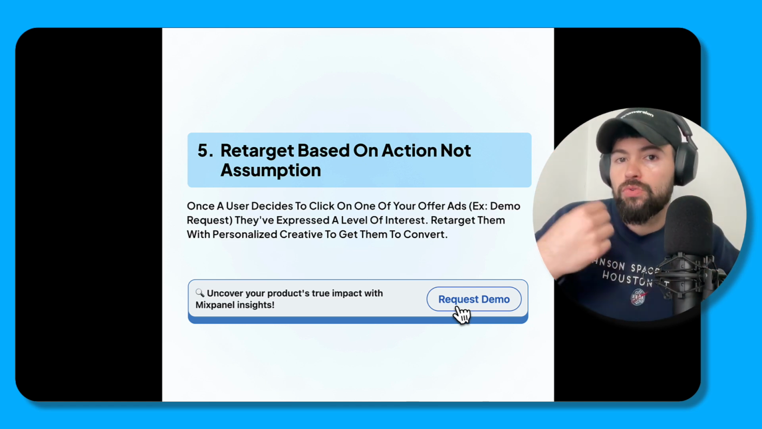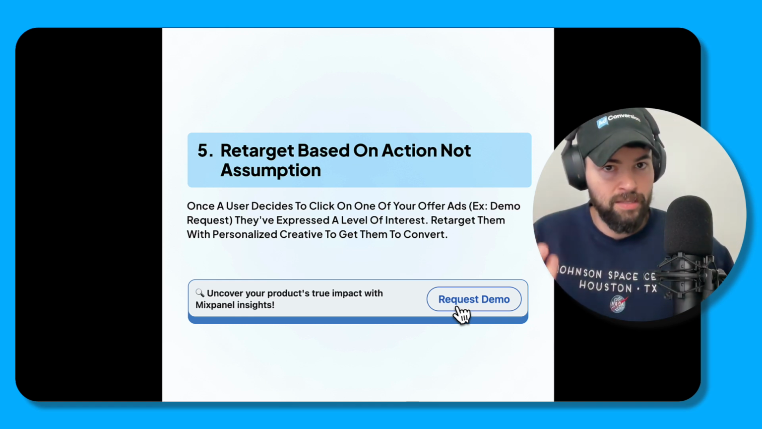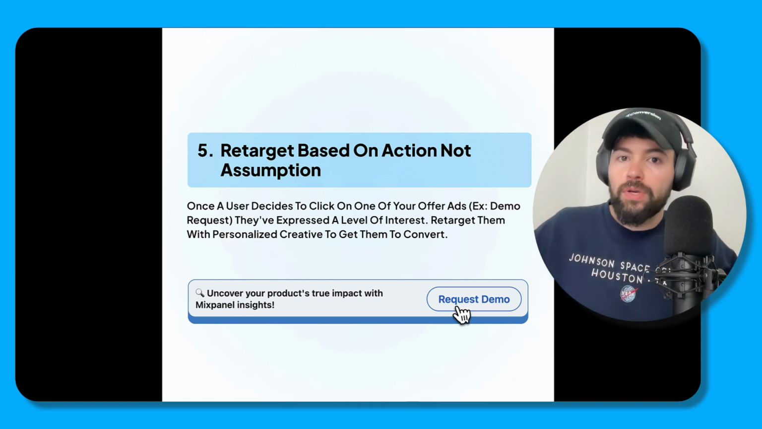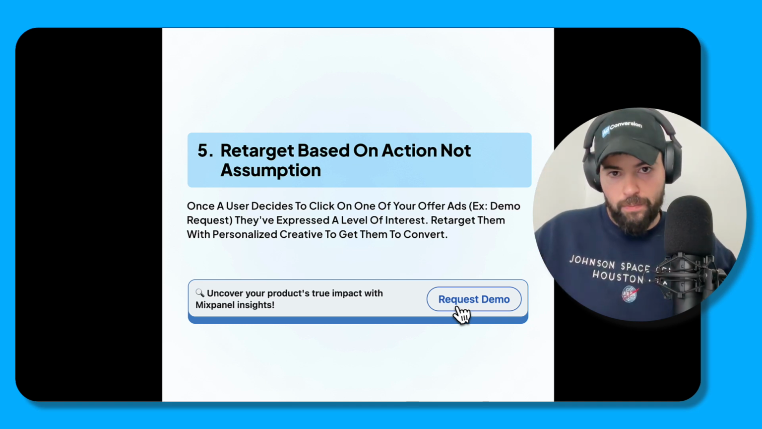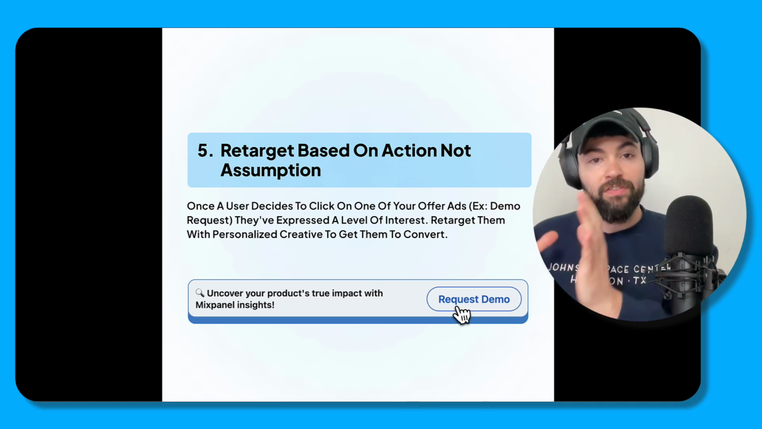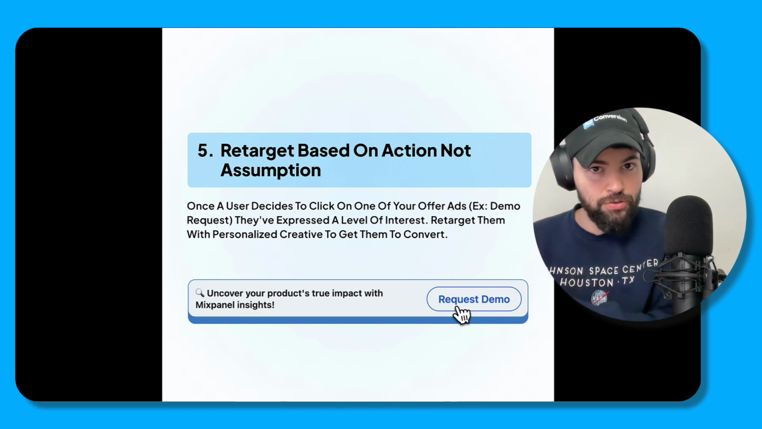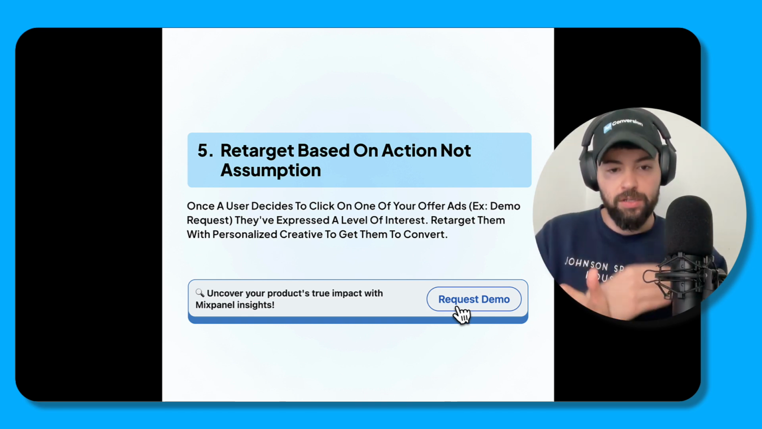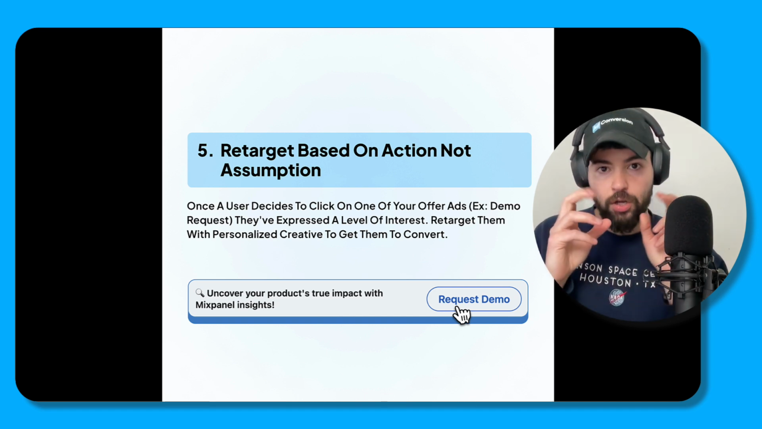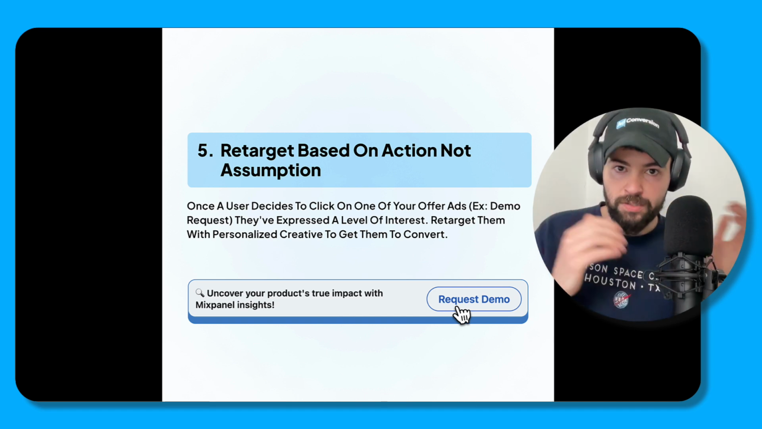So now when they choose to click on your offer ads, in the case of a demo, what we can do is create a new, segmented campaign that is just focusing on retargeting people that have expressed more high intent interest, and we're trying to get them to convert. I like to think of these campaigns as abandoned cart campaigns or offer bouncer campaigns.